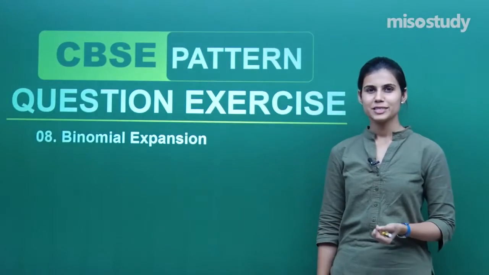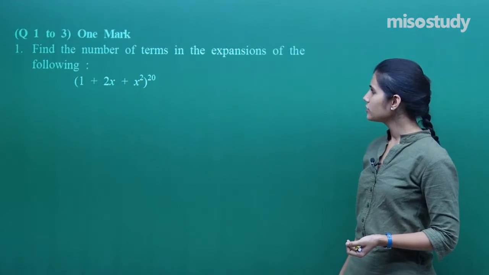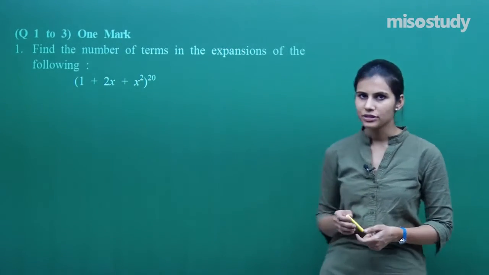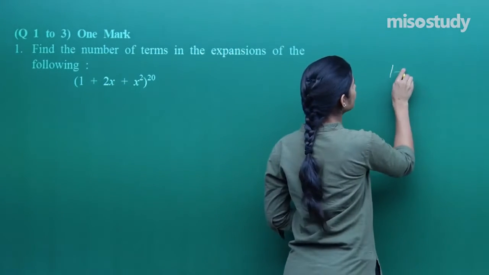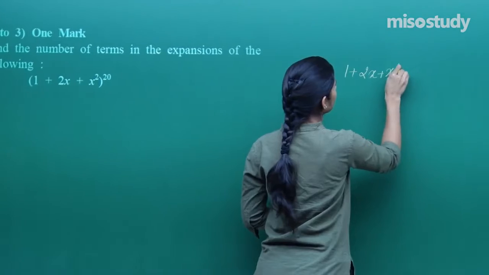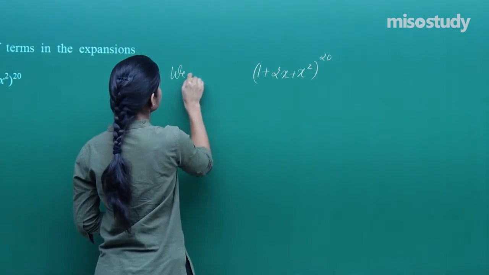Hi everybody, let's begin the discussion over the questions on binomial expansion. First question says: find the number of terms in the expansion of this particular expression. You are given (1 + 2x + x²) whole to the power 20. That's what we have.